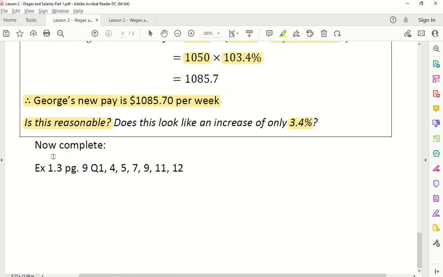So, students, now we're going to complete the first part of the textbook work for this lesson. We're heading to page 9 and completing these questions. I'll see you once you've done that for part 2 of today's lesson.